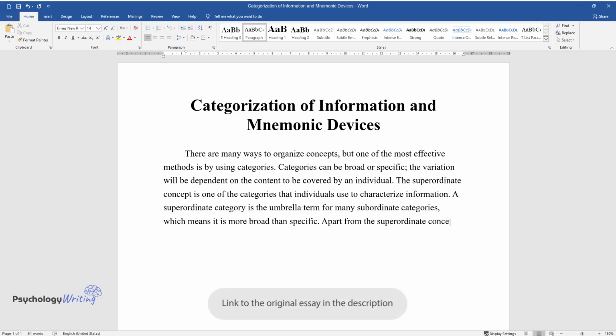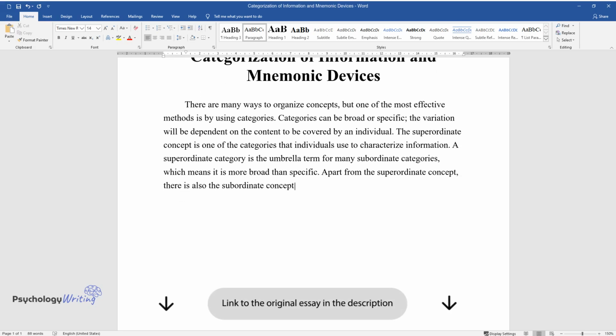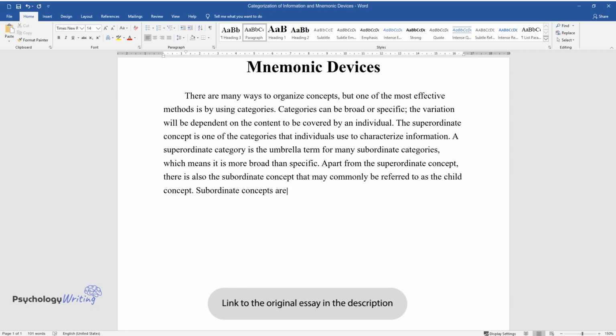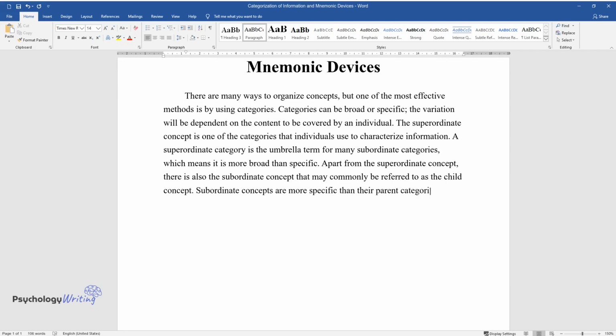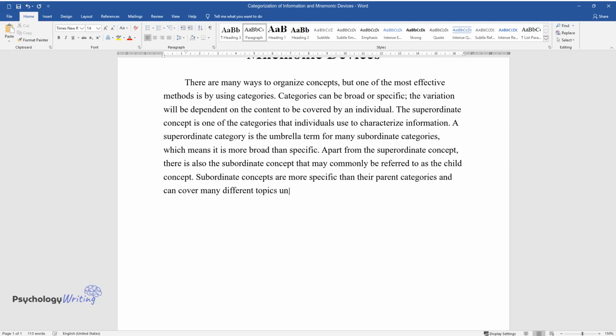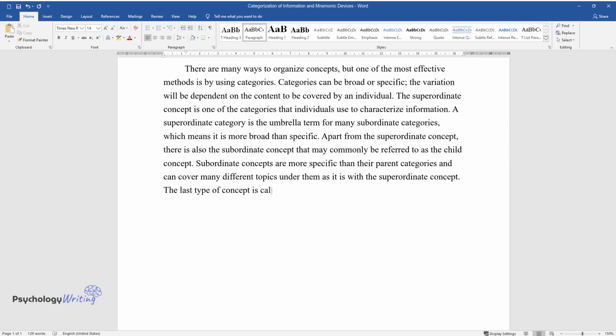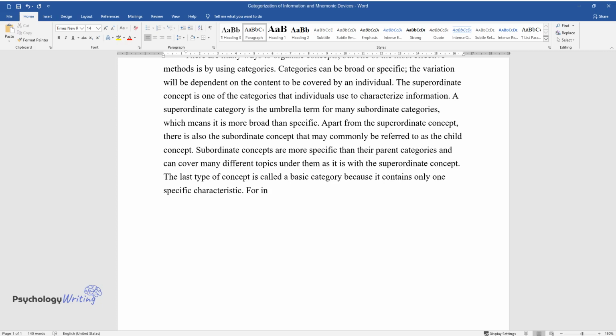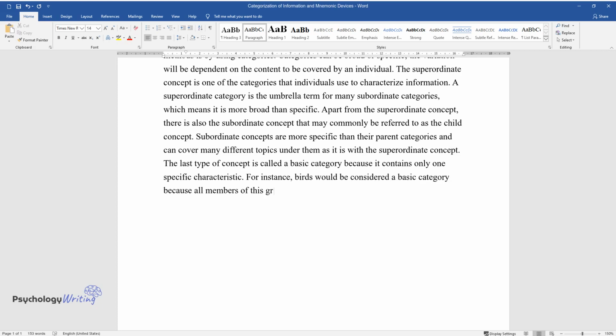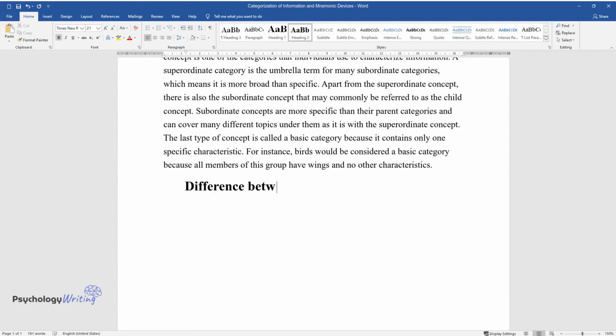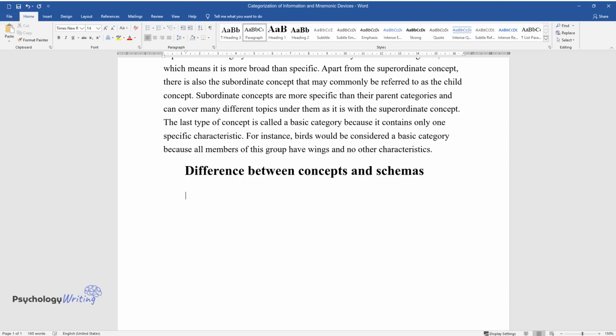Apart from the superordinate concept, there is also the subordinate concept that may commonly be referred to as the child concept. Subordinate concepts are more specific than their parent categories and can cover many different topics under them, as it is with the superordinate concept. The last type of concept is called a basic category because it contains only one specific characteristic. For instance, birds would be considered a basic category because all members of this group have wings and no other characteristics.